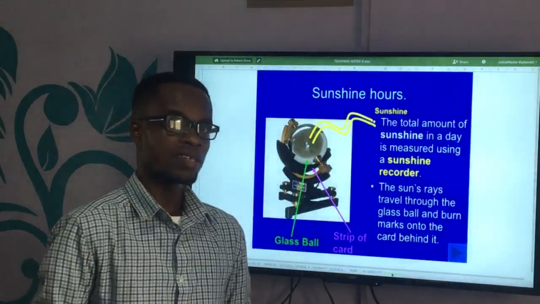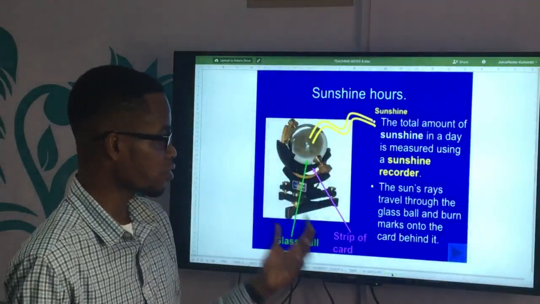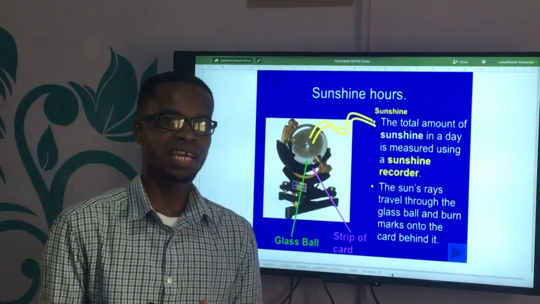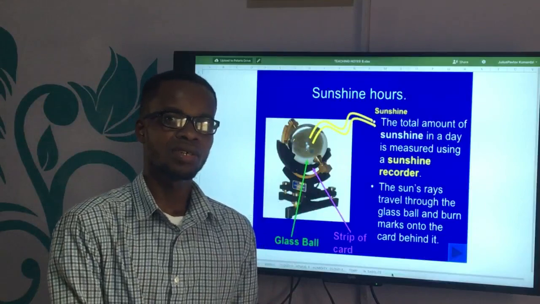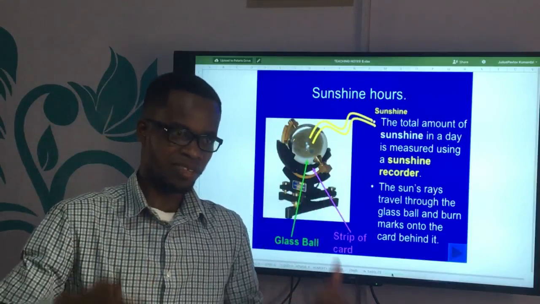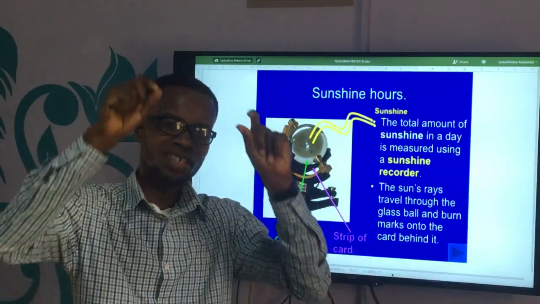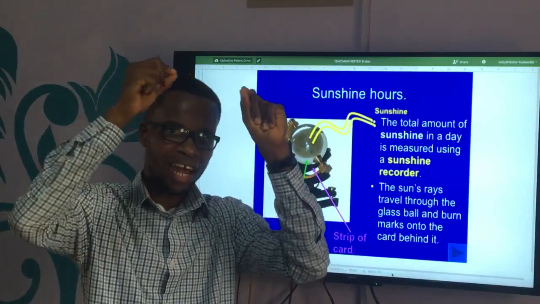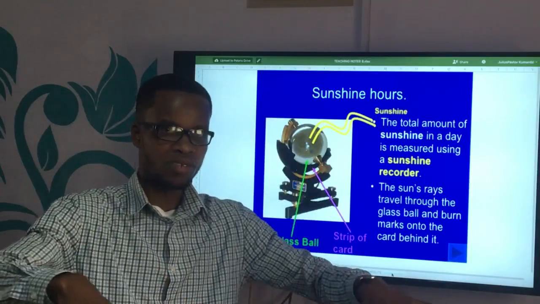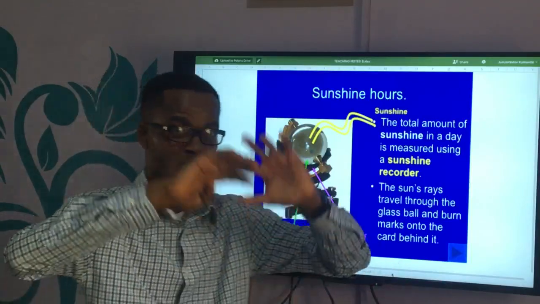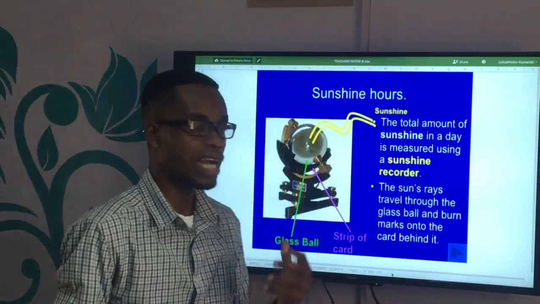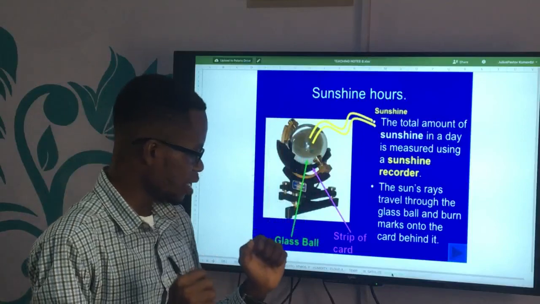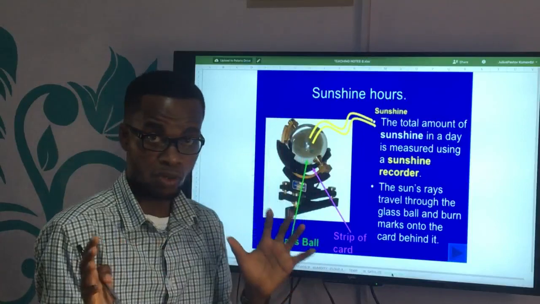Let's look at sunshine. The amount of sunshine is very, very important. We are not actually calculating the number of hours in the day. Even within an hour, what is the amount of sunshine or sunlight that reflects on the surface of the earth? That is what we are trying to measure. So the sunshine recorder is used to do that, and it looks like this. Very sophisticated, looks like a microscope anyway.